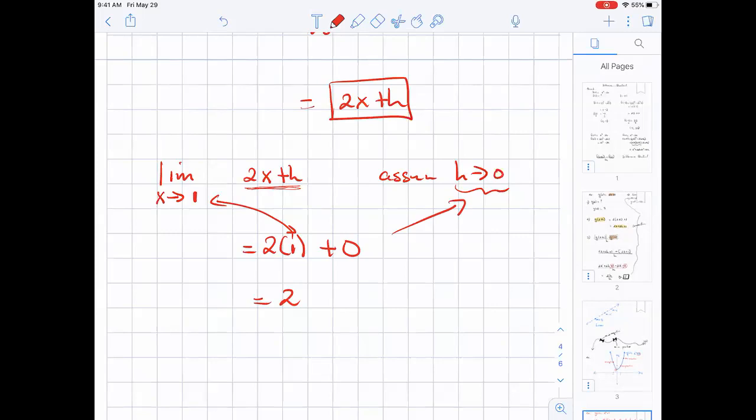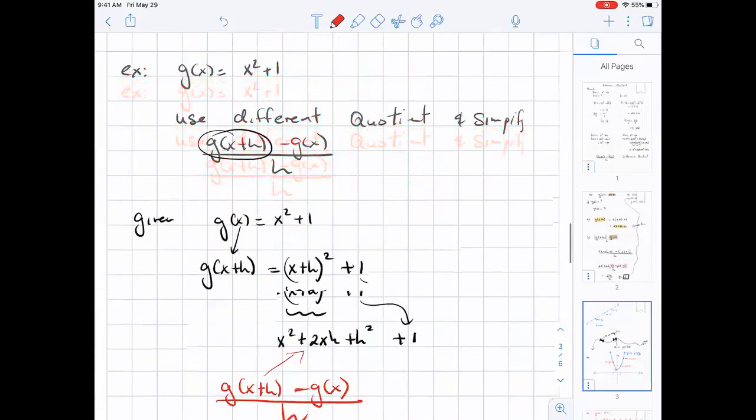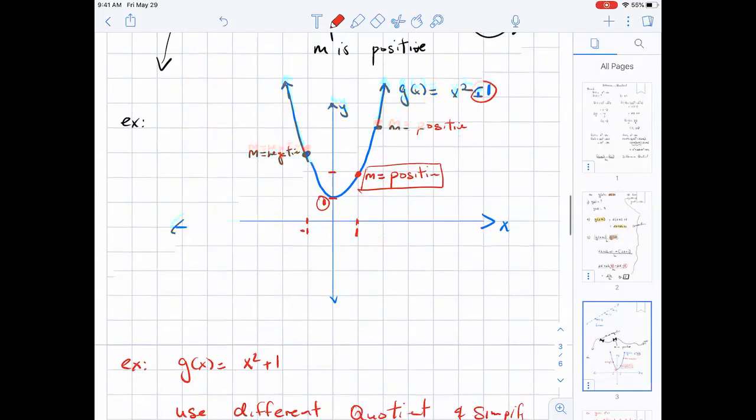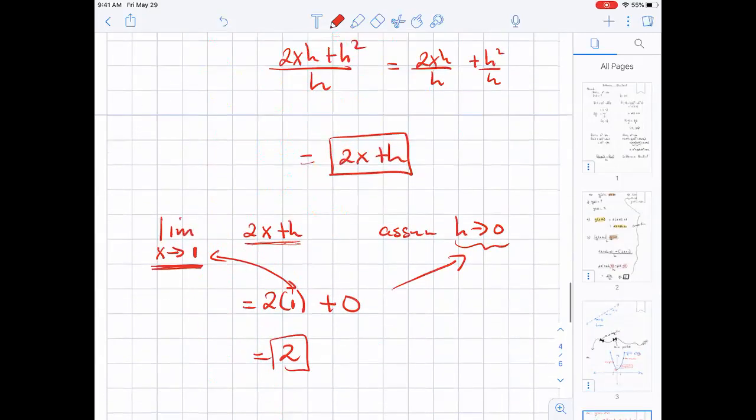So what does this mean? This means the slope is 2 when x is equal to 1. If you go back and you look in the graph, when x is 1, guys, was the slope a positive number or a negative number? Positive. Did we get a positive result? Yes. So this is more of a chapter 3. We're going to talk more about this in chapter 3, but you guys asked me to review the difference quotient. This is the review of the difference quotient.